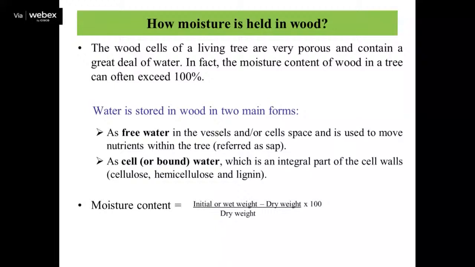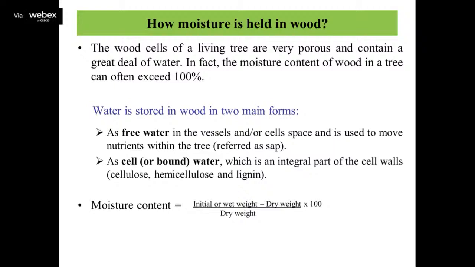The free water is actually present in the cell spaces or in the vessels. When this free water is removed from the wood, there is no shrinkage or swelling. But when the water which is bound with the cell goes out of the wood, most of the shrinkage and swelling occurs, because when the cell dries, the cell shrinks, and with the shrinkage of the cell, the shrinkage and swelling occurs in the wood.